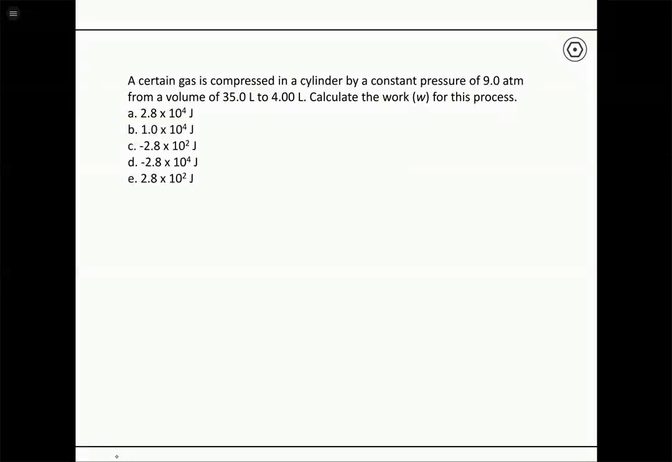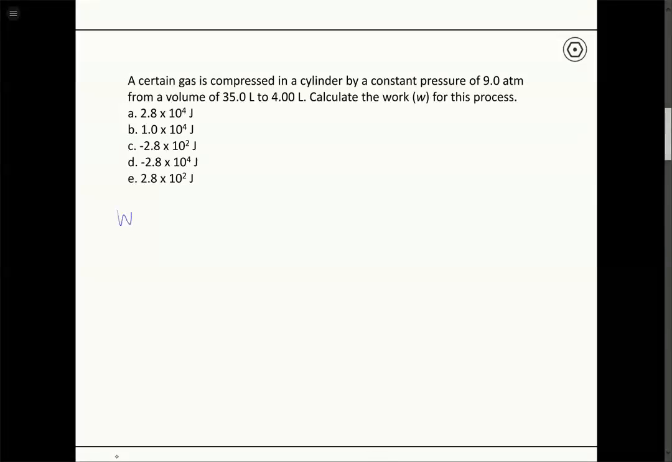So we have a certain gas compressed in a cylinder by a constant pressure of 9 atmospheres from a volume of 35 liters to 4 liters. Calculate the work for this process. Alright, so this type of problem here, again, the equation is very similar. We have to remember the sign convention, and we have to also think about units a little bit.